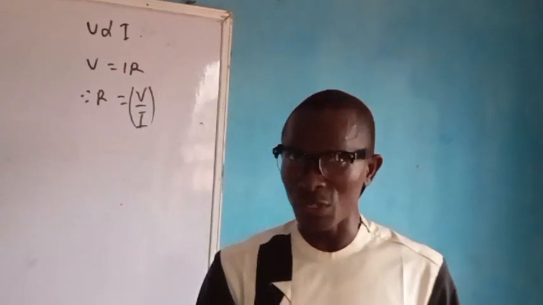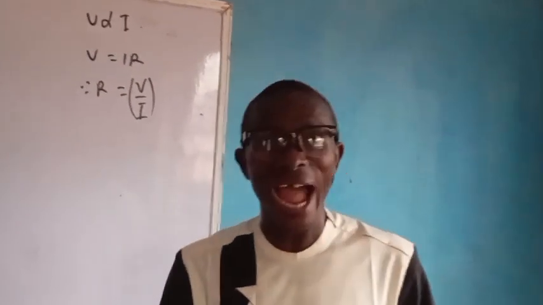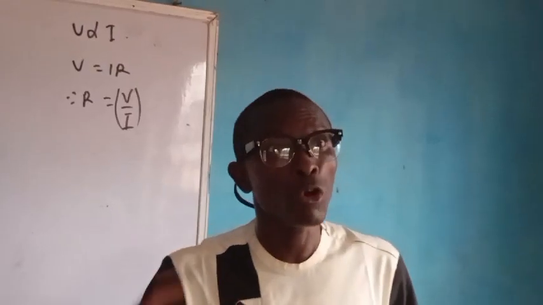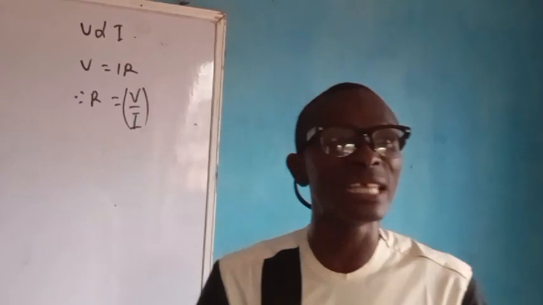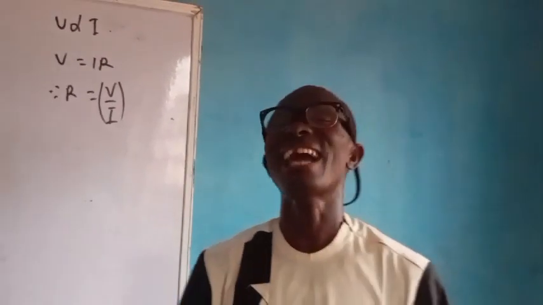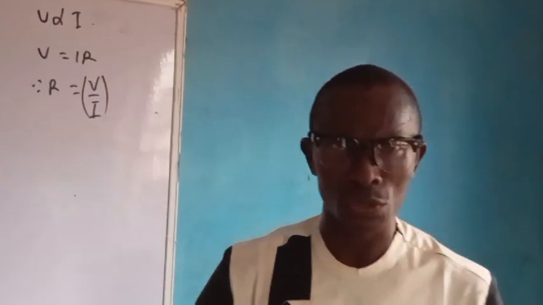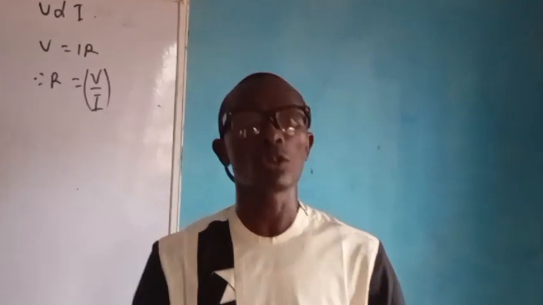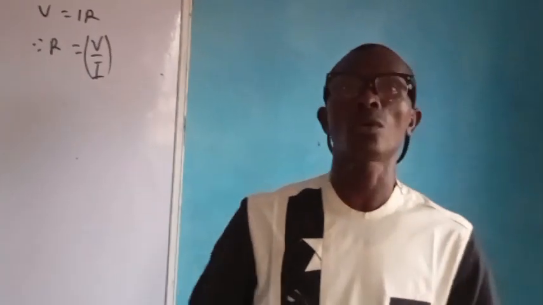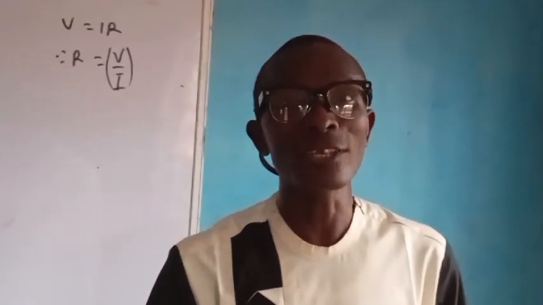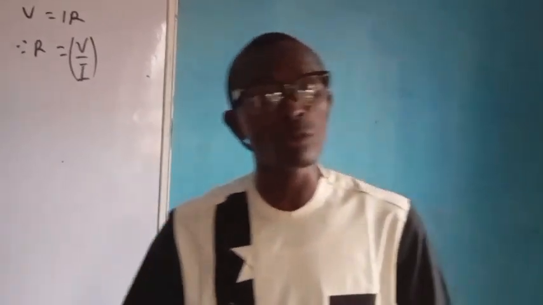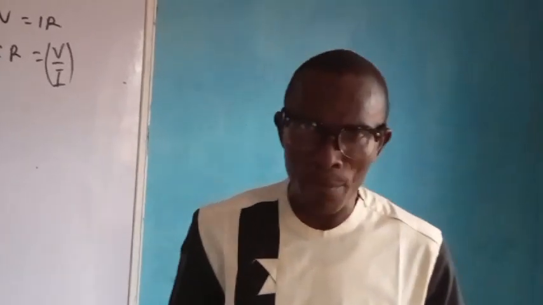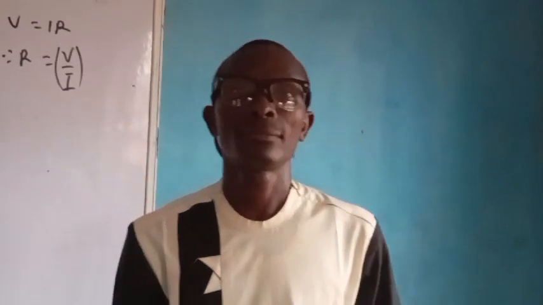Now let's look at why I asked the question. They obey Ohm's law because all metals obey Ohm's law because voltage and current have a linear relationship. Now let's look at non-ohmic conductors. Non-ohmic conductors are conductors that do not obey Ohm's law. Conductors that do not obey Ohm's law, we call them non-ohmic conductors.